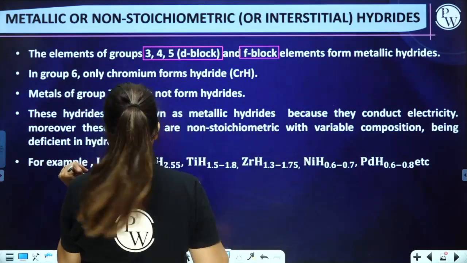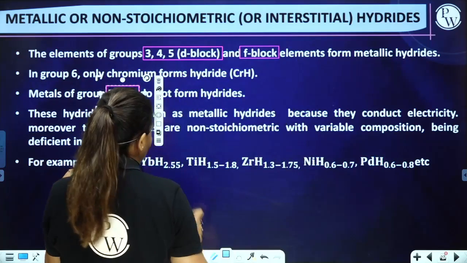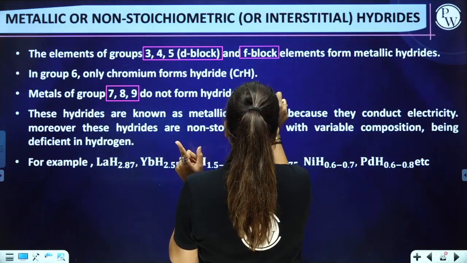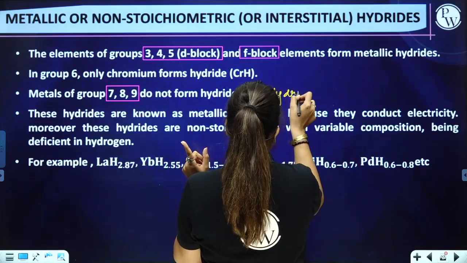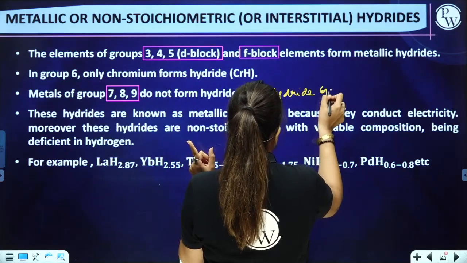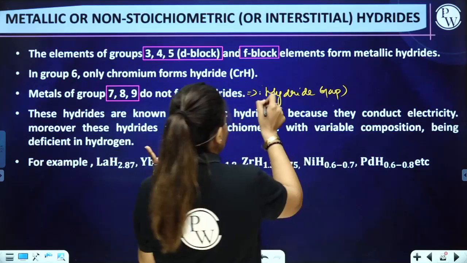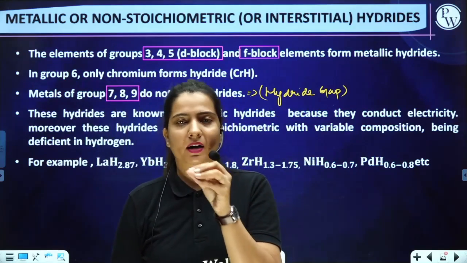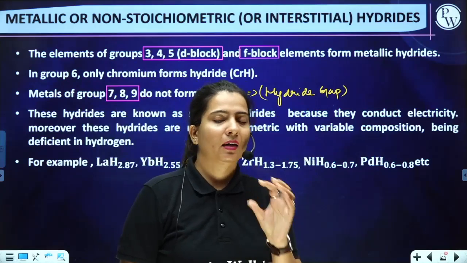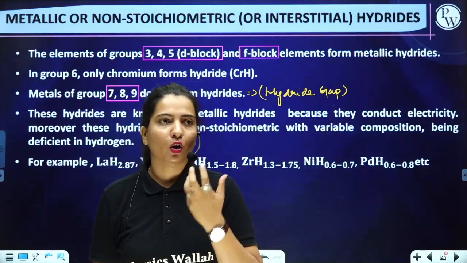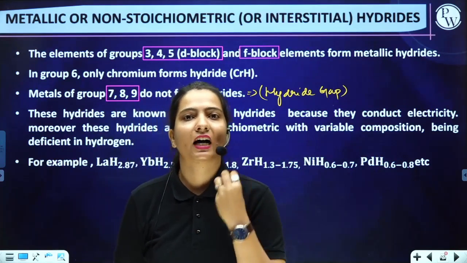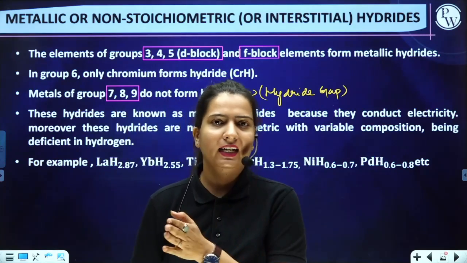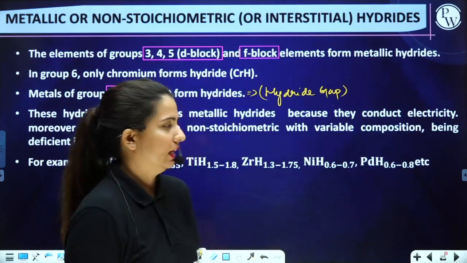And yes, it is written over here, the groups 7, 8, 9 do not form any kind of hydride. That's why these three groups are considered as the hydride gap, as they are not forming any hydride. Sometimes it is asked what all groups come under the hydride gap, which do not form any kind of hydride. So 7, 8, 9, any of the elements do not form any of the hydride, okay?